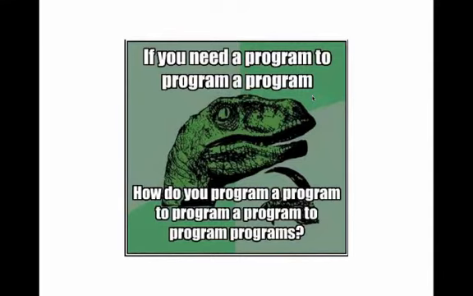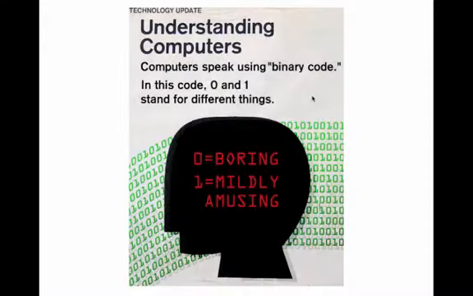And now an important question from the Velociraptor. If you need a program to program a program, how do you program a program to program a program to program programs? Well, what you need to understand is these programs will eventually turn the instructions you write into binary code that your computer will understand. This process is known as compiling your code. It's pretty amazing to think, but those pictures of your mom and your favorite MP3s, all of those are still binary to the computer. It's all ones and zeros.